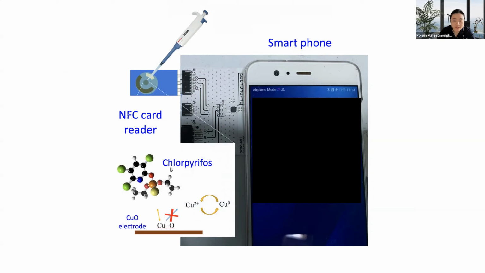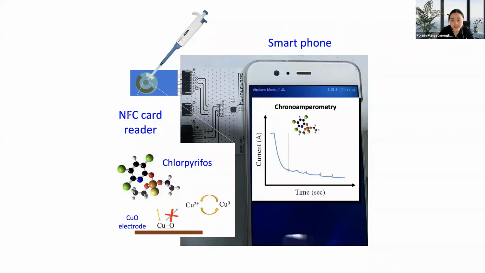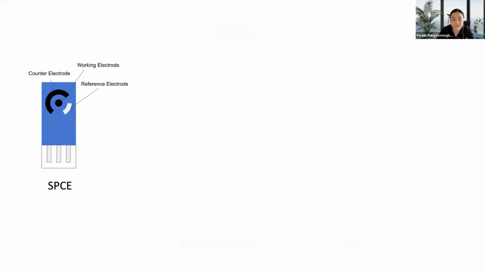Whenever there's a presence of the organophosphate pesticide, the oxonate or thionate group of the pesticide will be coordinated with the copper. So in that case, it's going to block the redox reaction of copper, and in turn, reduce the current of the redox reaction of copper. So we can detect the change in that current and relate it to the concentration of the pesticide by using the chronoamperometry that will be presented onto the smartphone. This is the whole system.